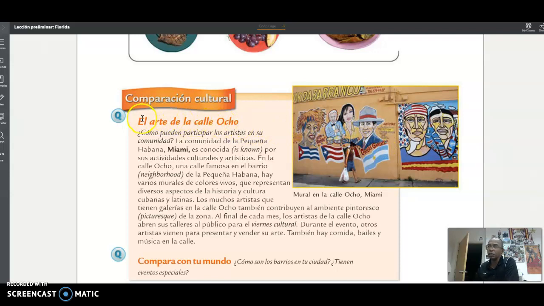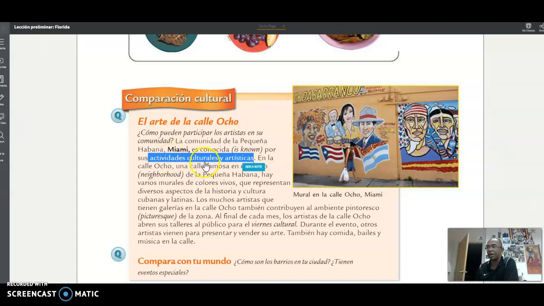Okay, so let's look for cognates. El arte. Is arte a cognate? A word that's the same in English and Spanish? Similar, right? Arte, de la calle 8. Arte is a cognate. ¿Cómo pueden participar los artistas en su comunidad? Comunidad is another cognate, right? You can see it right there. La comunidad de la pequeña Habana, Miami, es conocida, is known, por sus actividades culturales y artísticas.